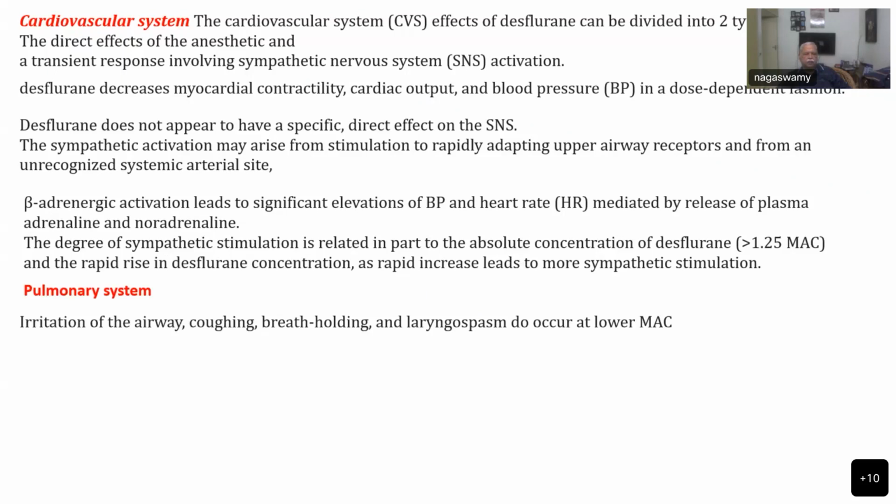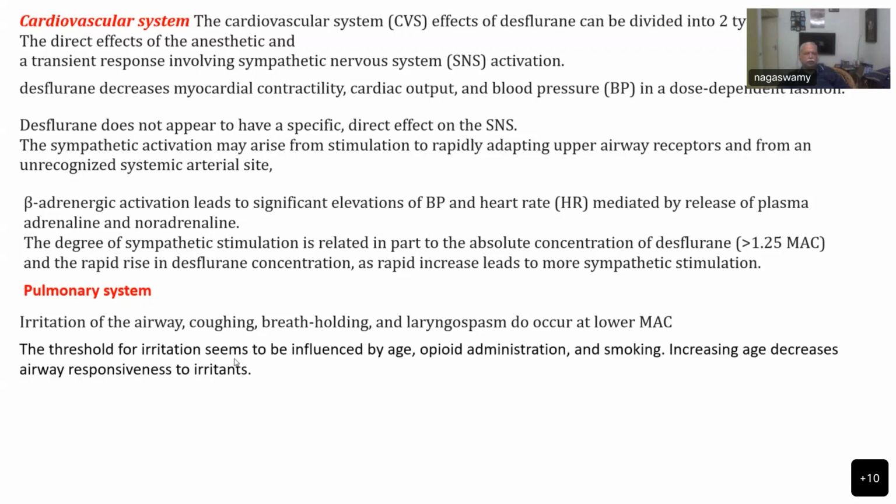And in the pulmonary system, it is an irritant to the airway. So coughing and breath holding are very common, and laryngospasm also can happen. That is why this is not the agent of choice for pediatric inhalation anesthesia. Sevoflurane is the best because of its sweet smell and smooth induction. The threshold for irritation seems to be influenced by age, opioid administration, and smoking. So it increases with age and decreases airway response to irritants.